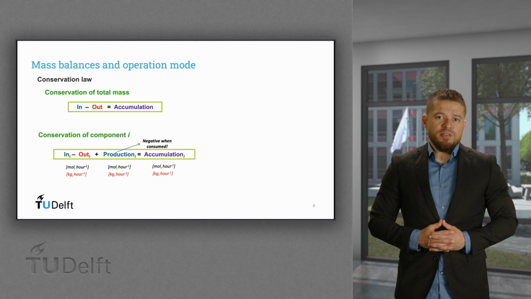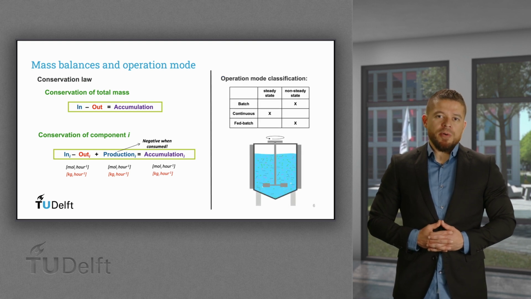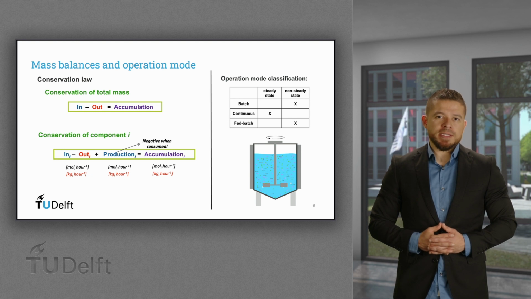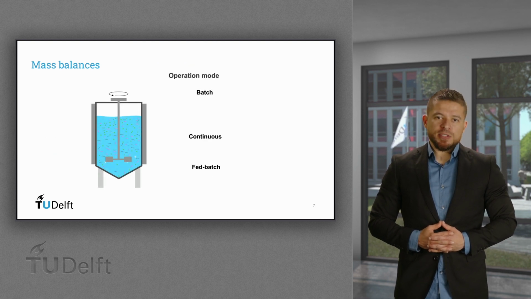These balances are valid in molar and mass units. As a recommendation, always double check the units' consistency. This mistake is more frequent than expected. Now, the type of operation leads to systems that are either steady state, which is the case of the chemostat, and non-steady state for batch or fed batch systems, and mass balances for each case are different. Let's take a look at the 3 operation modes.